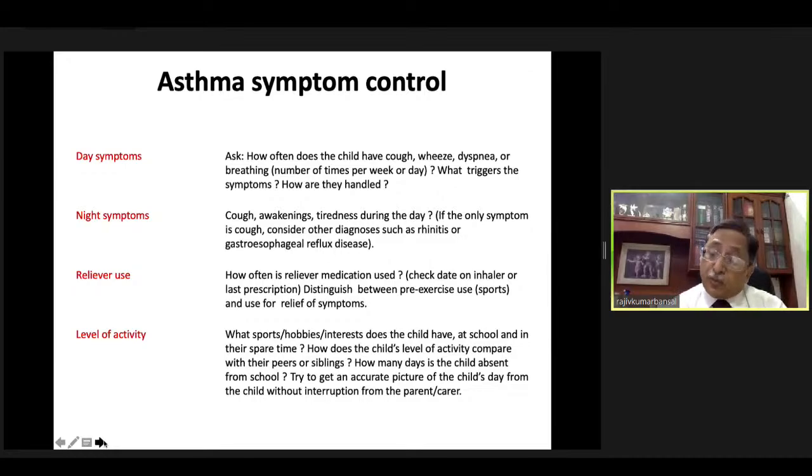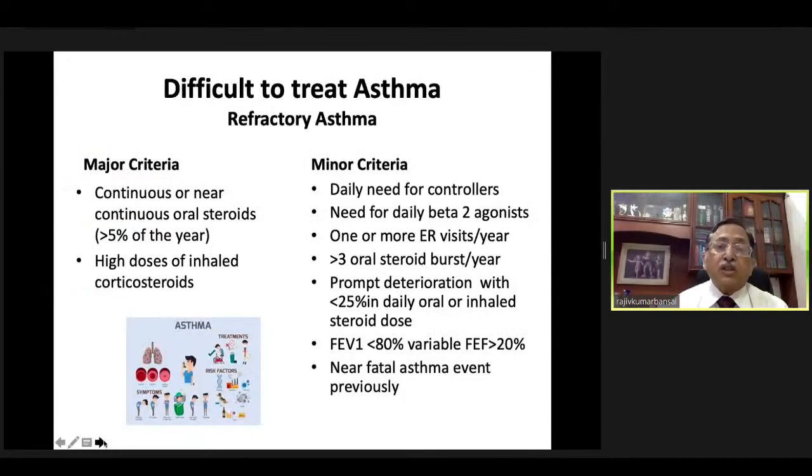We need to distinguish, especially with the fact that sometimes before exercise or sport, these patients are in the habit of taking inhalation, which should not be taken as a sign of poor control, and the level of activity the child is able to manage. So these are important asthma symptoms which should be under control and have to be taken care of and asked for.